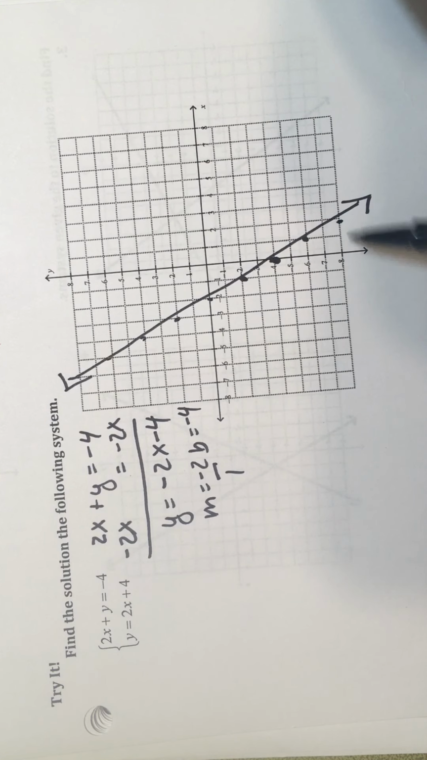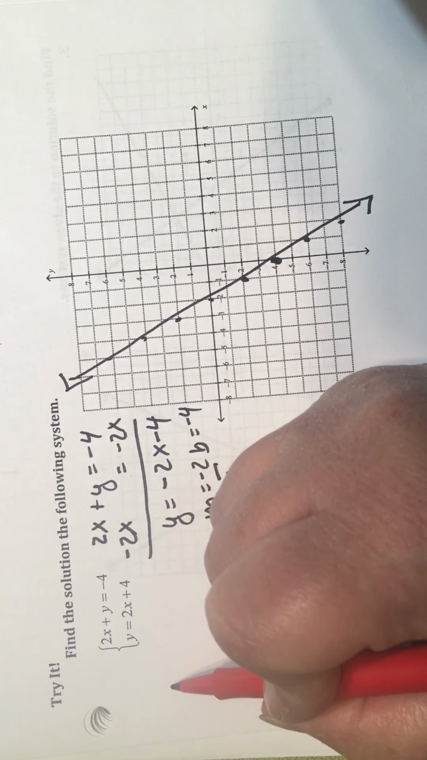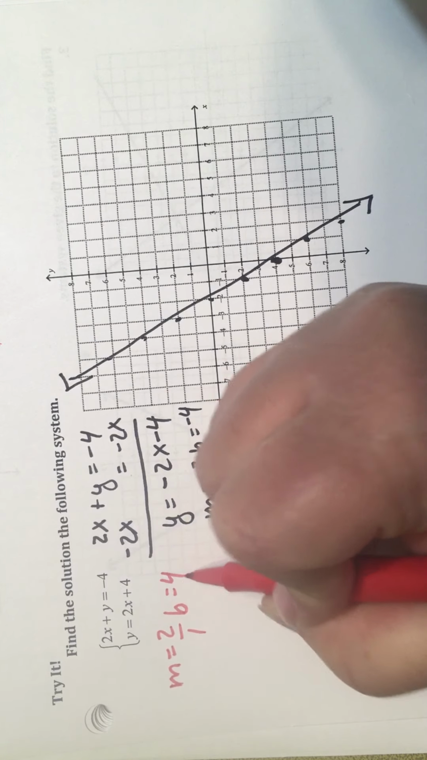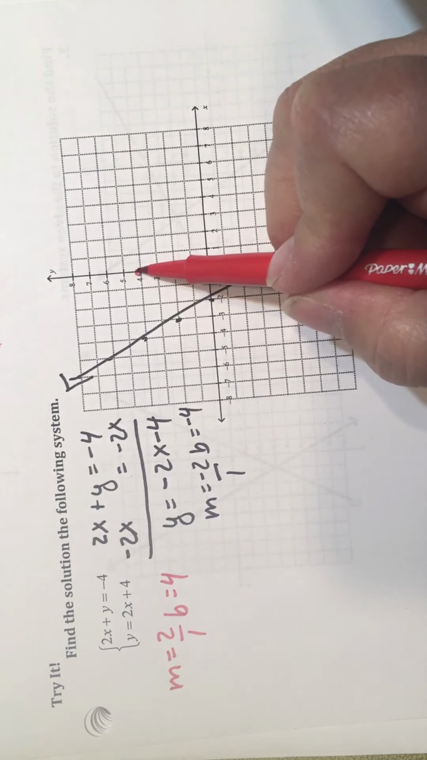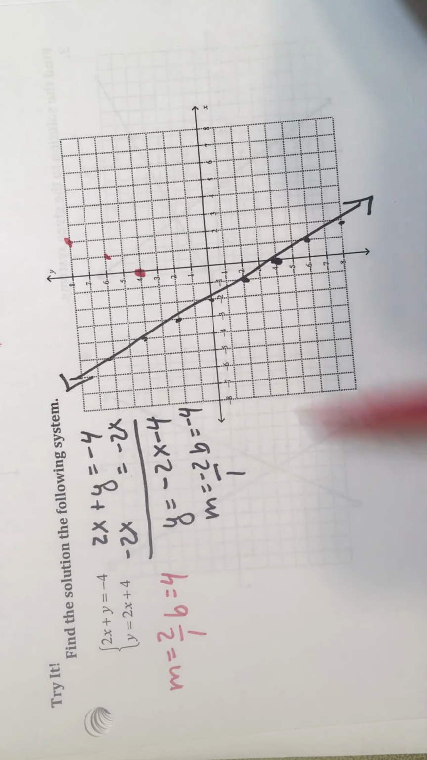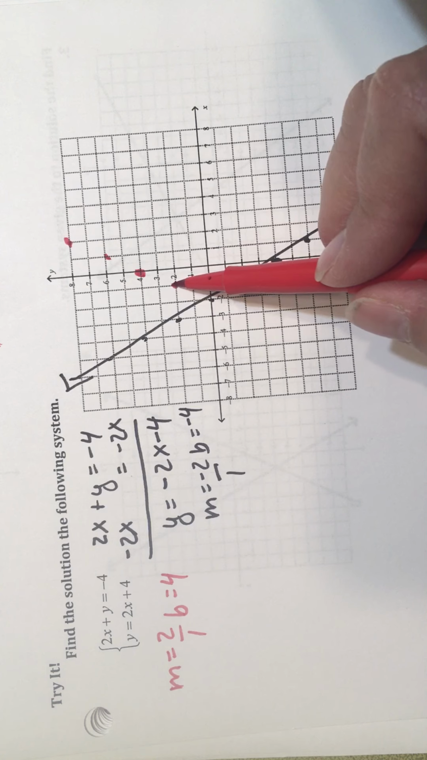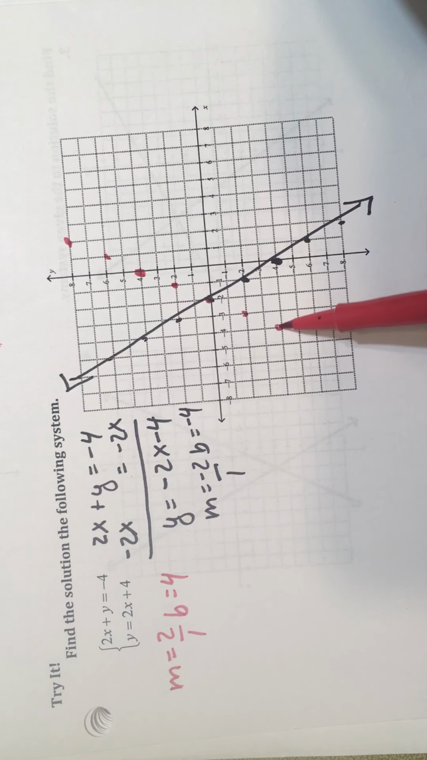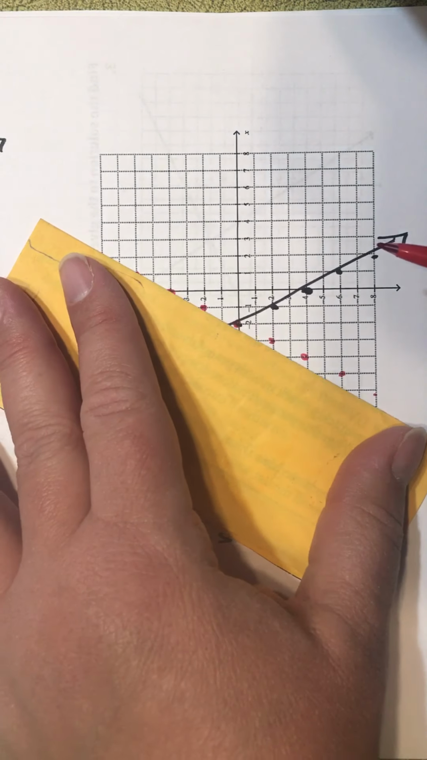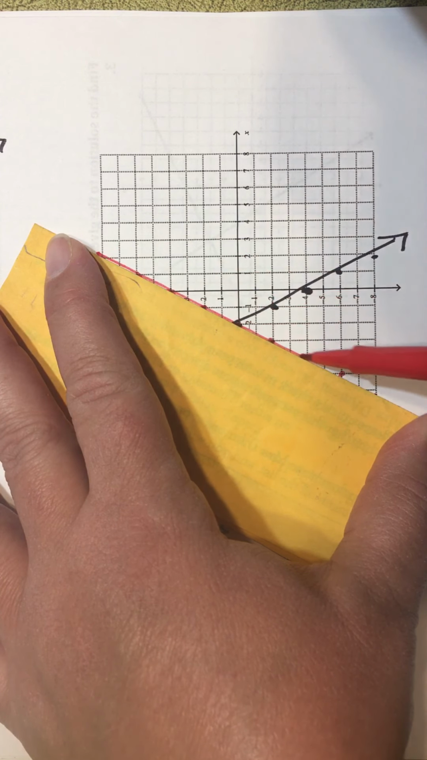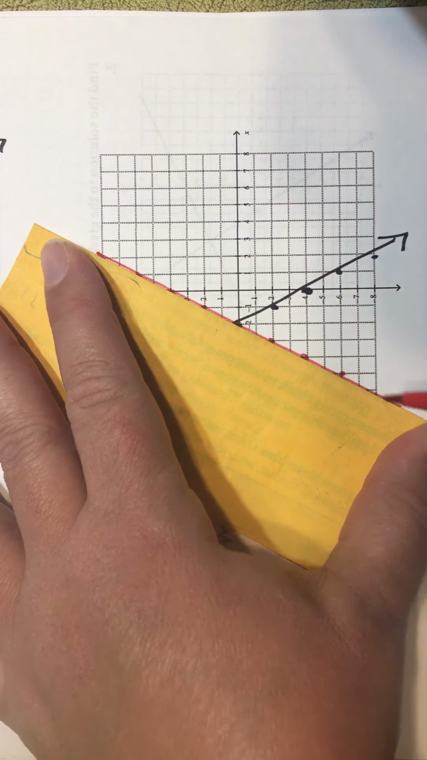This one, thank goodness, is already in y equals mx plus b form. So my m is 2 over 1. My b is 4. Go up here to 4. Go up 2 over 1, up 2 over 1. And down 2, left 1, down and left. And arrows.